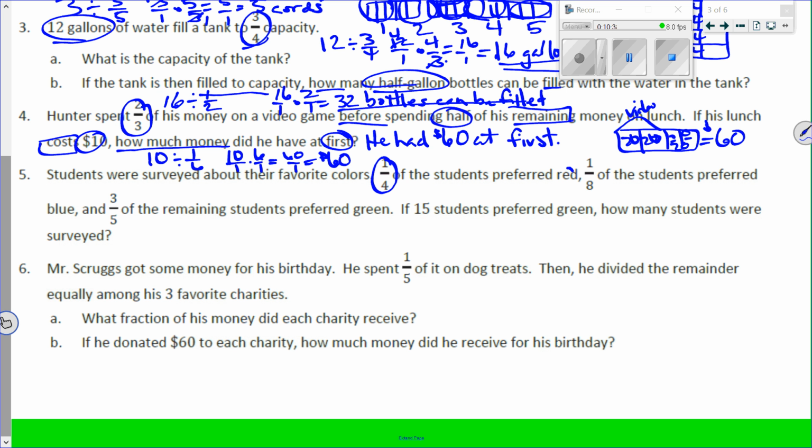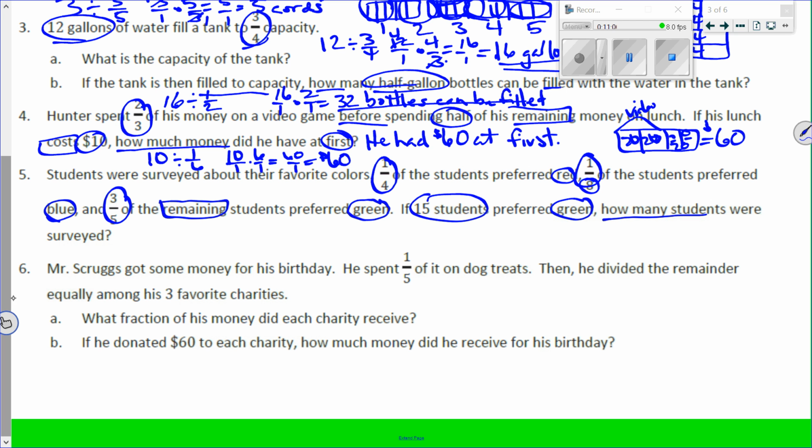A fourth preferred red, an eighth preferred blue, 3/5 of the remaining, that's really a key word, preferred green. So 15 students preferred green. How many students were surveyed? So again, if I break this down into a model, it's going to make a lot more sense. So in a model, my denominator is an 8 that I need to take care of. So I'm going to do 8 boxes.